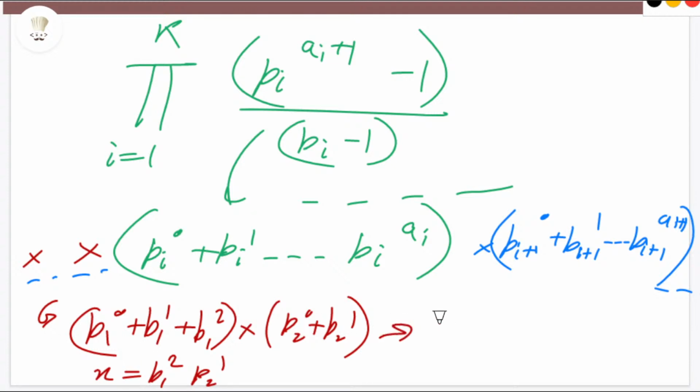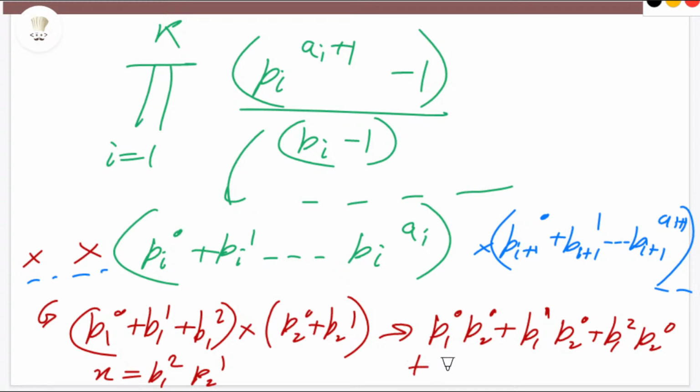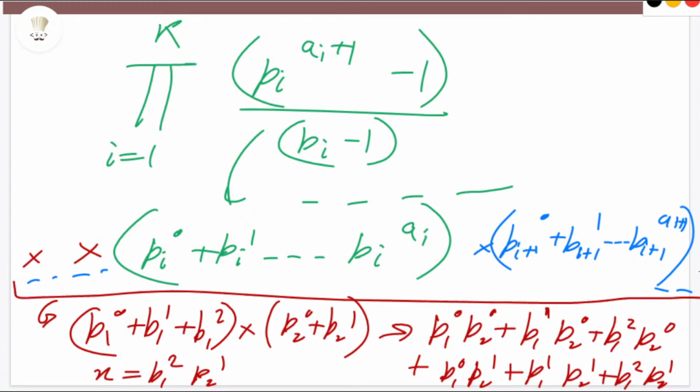And those 6 factors would be p1 to the power 0, p2 to the power 0, plus p1 to the power 1, p2 to the power 0, plus p1 square, p2 to the power 0, plus p1 to the power 0, p2 to the power 1, plus p1 to the power 1, p2 to the power 1, plus p1 square, p2 to the power 1. So in a sense, expanding this whole thing would give us all of the factors of n, and we are just summing them up.